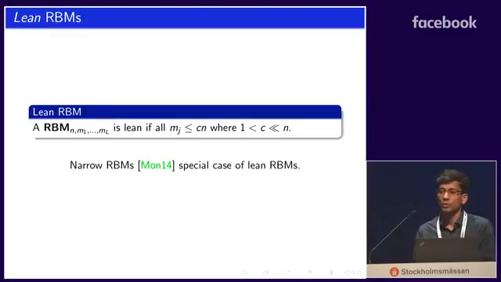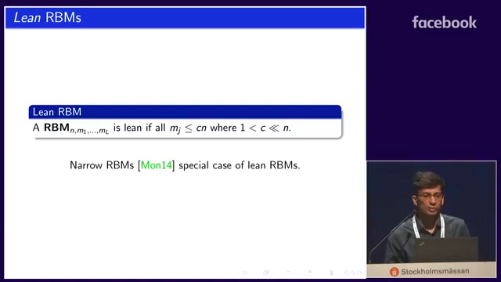Before coming to the last implication, we define lean RBMs. We call a multi-layer DBM lean if the number of hidden units in all layers is at most C of n, where C is much less than n. This is a special case of narrow RBMs, which were introduced by Montufar in 2014.